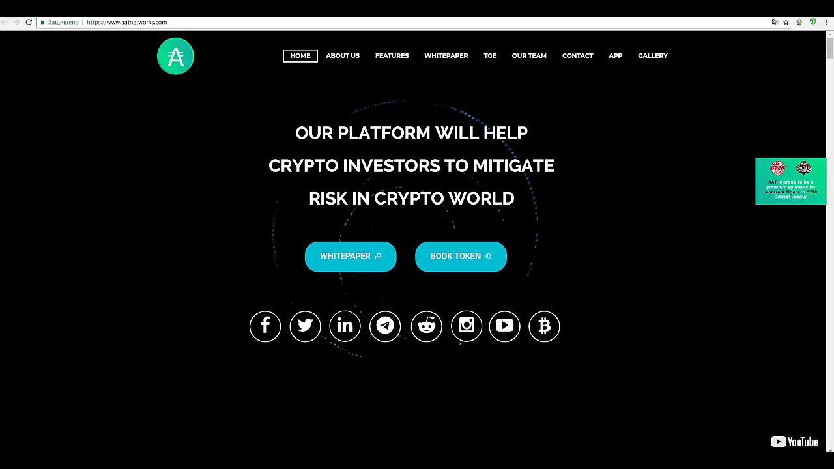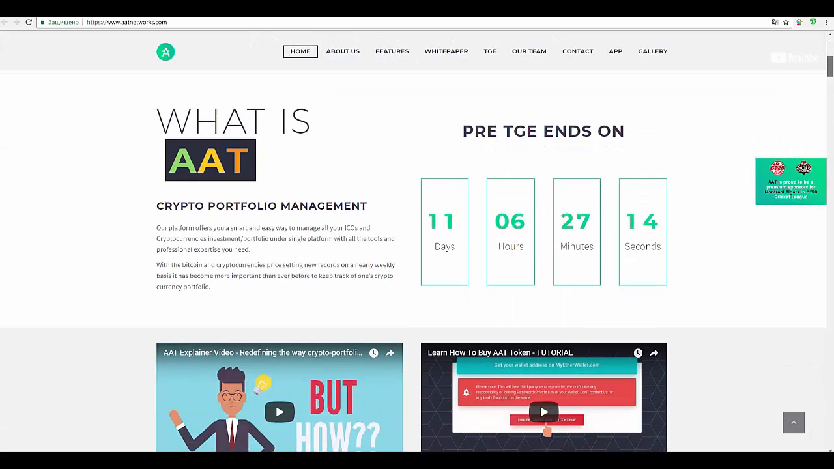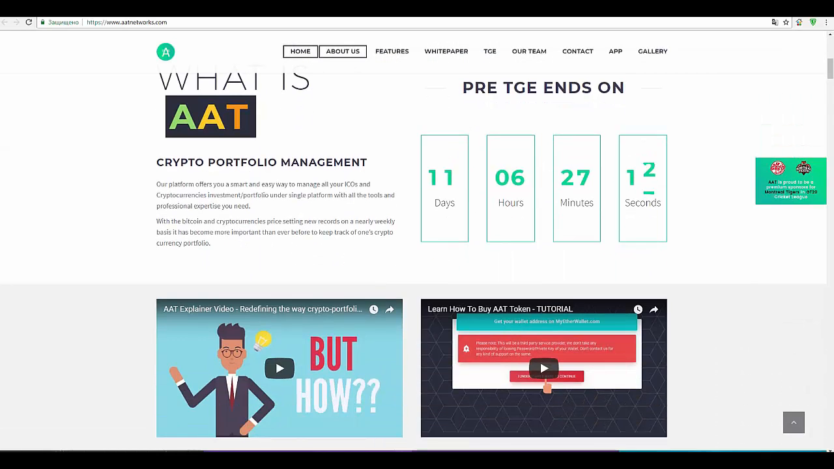Let's consider the project in more detail. What is AAT Crypto Portfolio Management? Our platform offers you a smart and easy way to manage all your ICOs and cryptocurrencies investment portfolio under a single platform with all the tools and professional expertise you need.